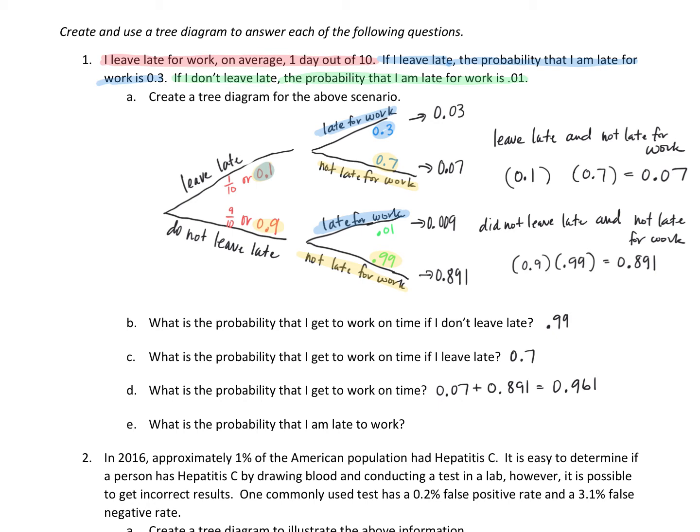So in this case, what's the probability that I am late to work? I'm just looking at the ends, the late for work. Here's one probability. That's if I leave late, I'm late for work 0.03 or 3% of the time. What's the probability that I'm late to work if I don't leave late? It's 0.009. So I'm going to add those two numbers together. So 0.03 plus 0.009, and I get 0.039.